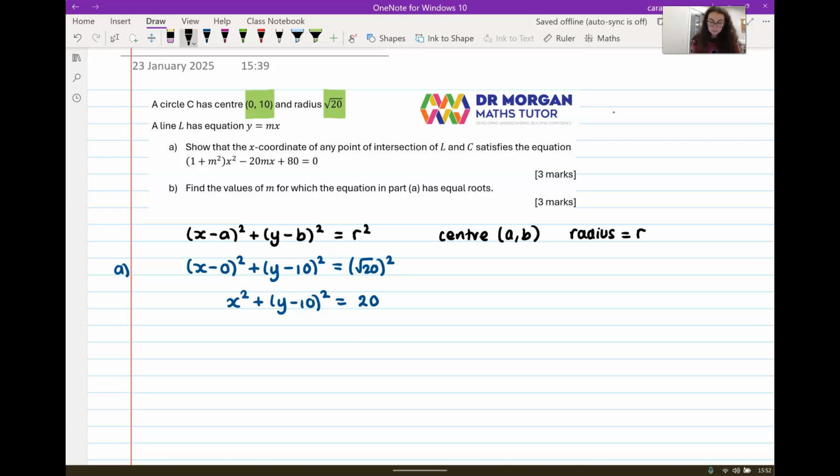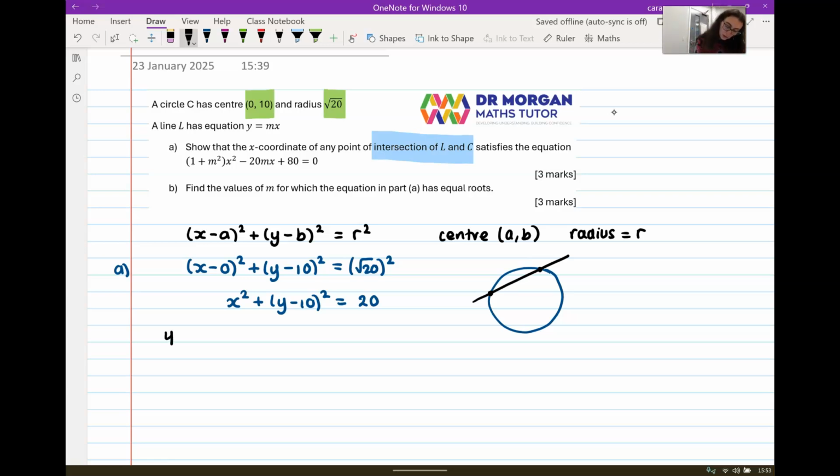plus c. And it says in part A to show that the x coordinate of any point of intersection of L and C satisfies a quite intimidating looking equation. So if I know that L and C intersect, so for example, if I had a circle here and if I had a straight line, any place they intersected, of course, the x and y coordinates would be the same. So I know that at any point of intersection, the y coordinate is going to be the same in the line and the circle, for example.